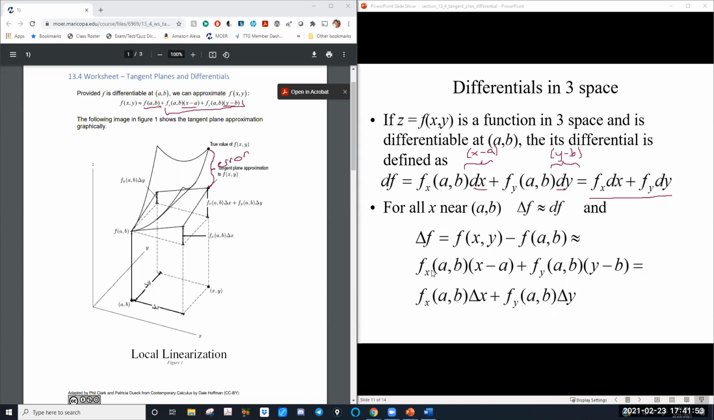So again, what the differential does is, in general, it's just an approximation of our change in function value. In 2D, we do that with our derivative. In 3D, we do it with our partial derivatives. So it's basically using our rate of change in the x and y direction to approximate the combined change in the z direction.